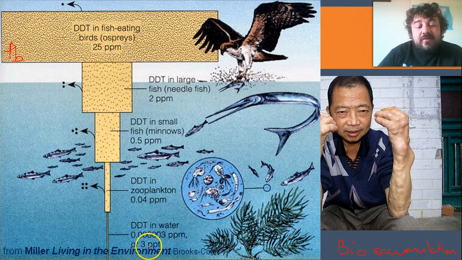Now, bioaccumulation is where in the water there's about 0.00003 parts per thousand, or 0.00003 parts per million. Cool. That's not a lot. And actually, that level is not so bad. You can walk around drinking that water. You're not going to have a drama at all.